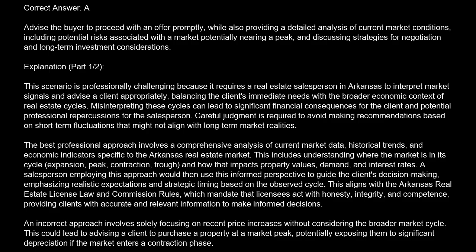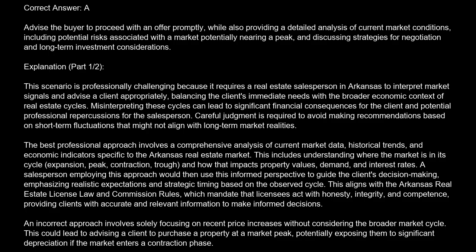Explanation: This scenario is professionally challenging because it requires a real estate salesperson in Arkansas to interpret market signals and advise a client appropriately, balancing the client's immediate needs with the broader economic context of real estate cycles. Misinterpreting these cycles can lead to significant financial consequences for the client and potential professional repercussions for the salesperson. Careful judgment is required to avoid making recommendations based on short-term fluctuations that might not align with long-term market realities.